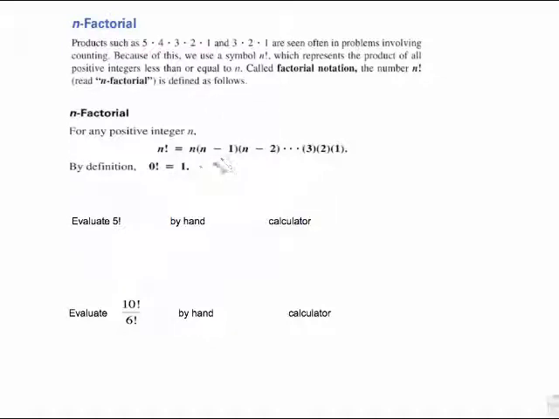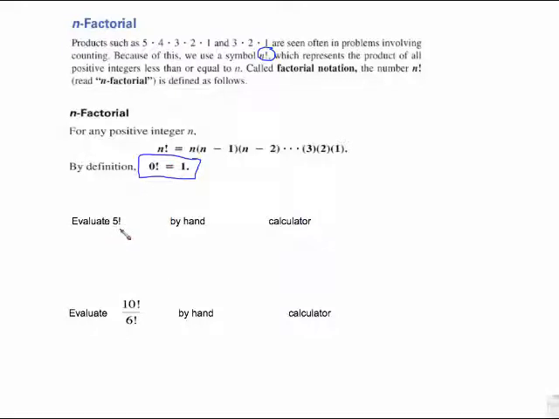This leads us into something called a factorial. Products like 5 times 4 times 3 times 2 times 1, or 3 times 2 times 1, are called factorials. And its notation is this n with an exclamation point. N factorial means start with any positive integer and multiply that number by the next number down, and then by the next number down, and by the next number down. And by definition, 0 factorial has to equal 1. You can type that in the calculator once you learn where the factorial button is.